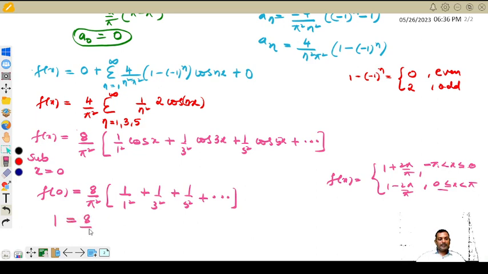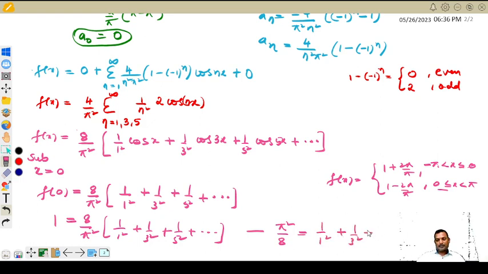1 is equal to 8 by pi square into 1 by 1 square plus 1 by 3 square plus 1 by 5 square plus so on. Cross multiply it, you get pi square by 8 is equal to 1 by 1 square plus 1 by 3 square plus 1 by 5 square plus so on.